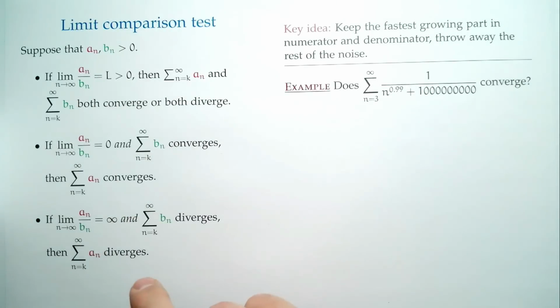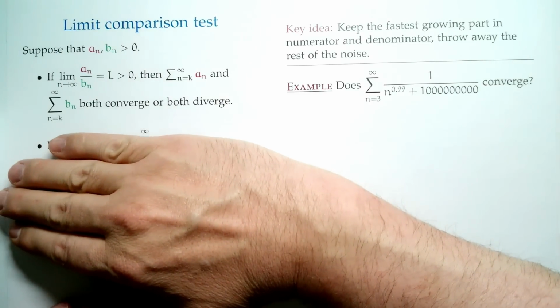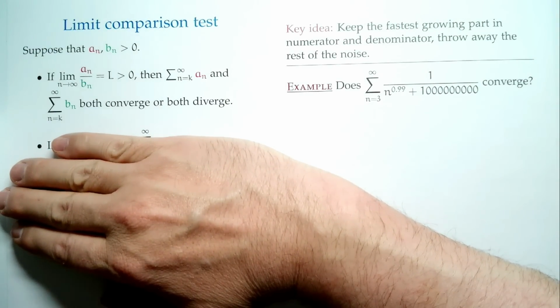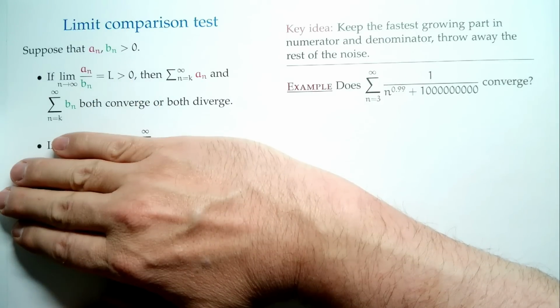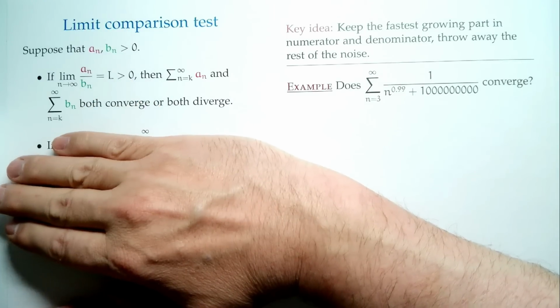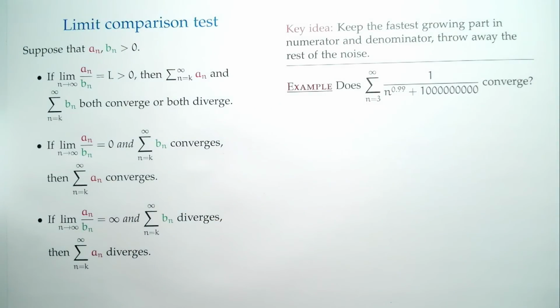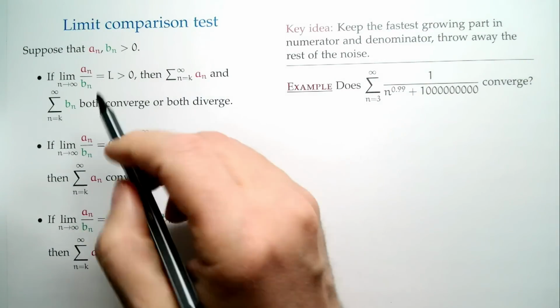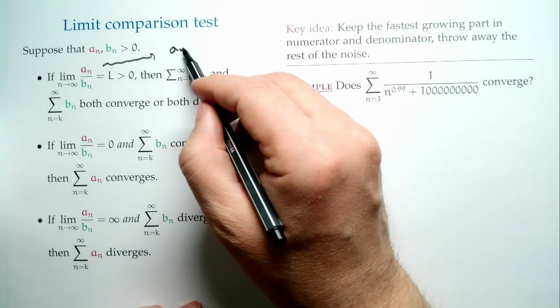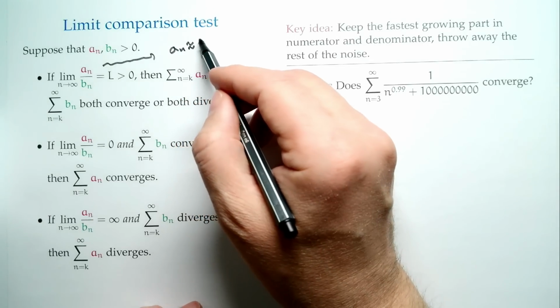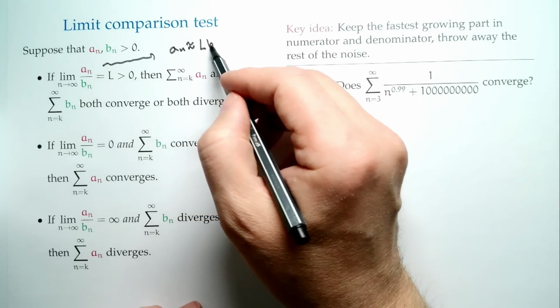Well, there's a couple of cases. So there's a lot of information. Let's just focus on the first case. The first case says, suppose that they approach some fixed number L. Now, what does that tell us? Well, if you think about what this is saying, it says that a sub n is behaving like some constant times b sub n.